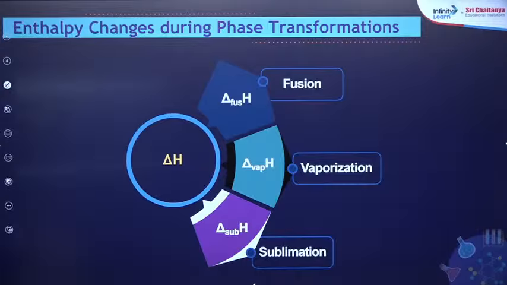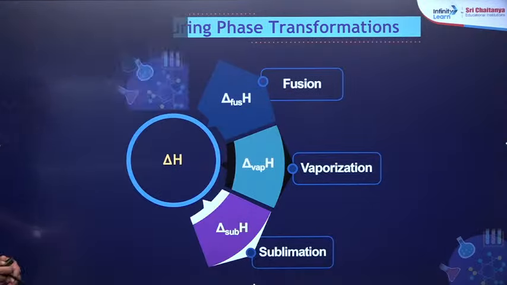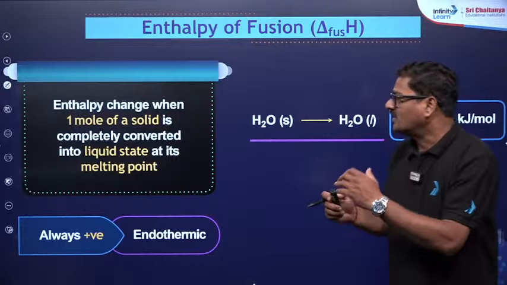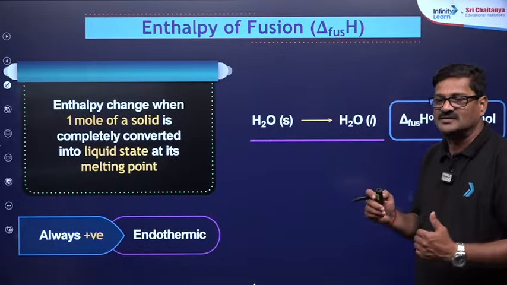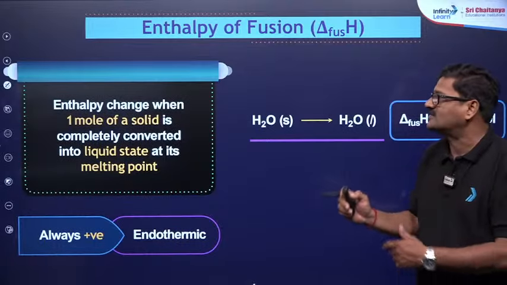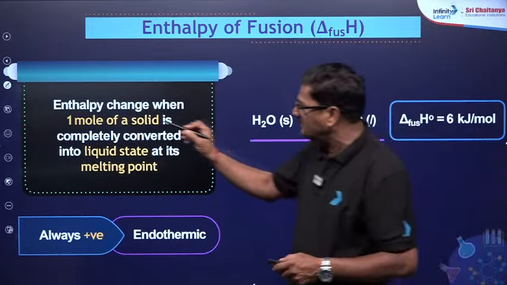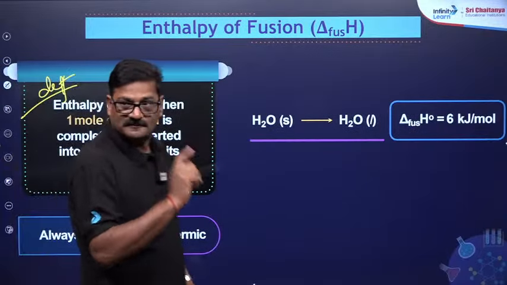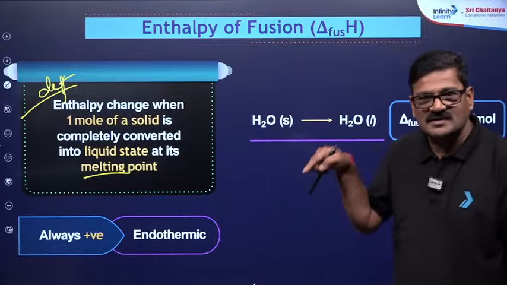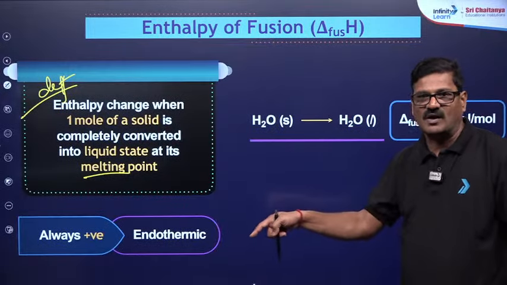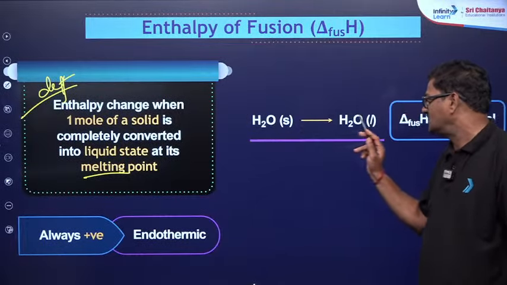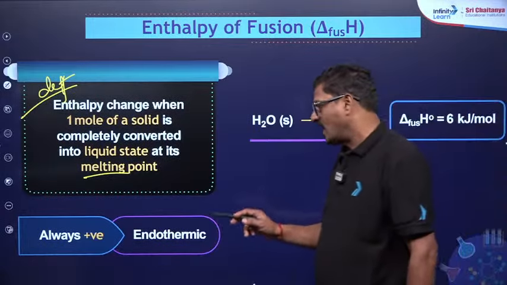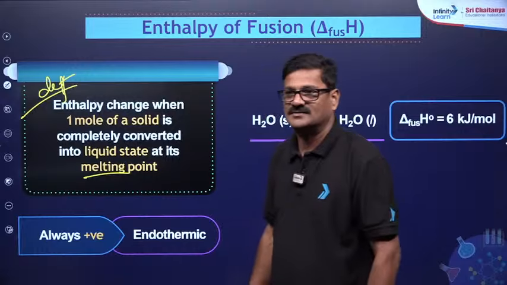Right, moving ahead. Dear children, the enthalpy change when 1 mole of the solid is completely converted into the liquid state is called melting. This happens at its melting point, that is called enthalpy of fusion. By this definition, the condition is at the melting point. H2O solid is converted into H2O liquid at 0 degrees centigrade. It is always positive, and it is an endothermic process.